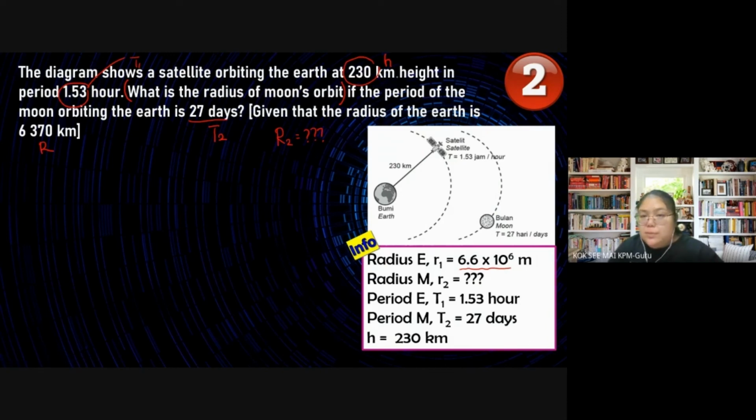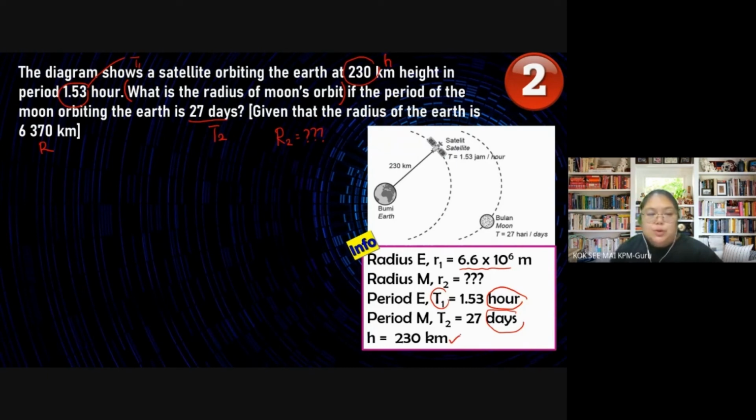2.3 times 10 power 5 kilometer plus the radius first. Okay, so R2 I do know, that one is for the Moon. Then the first one, the period for the satellite, I know 1.53. Then T2 is 27 days. You can see the 2 units are different. Better we change to hours, it's easier. Day to hour, you just multiply 24. Then the H is provided.